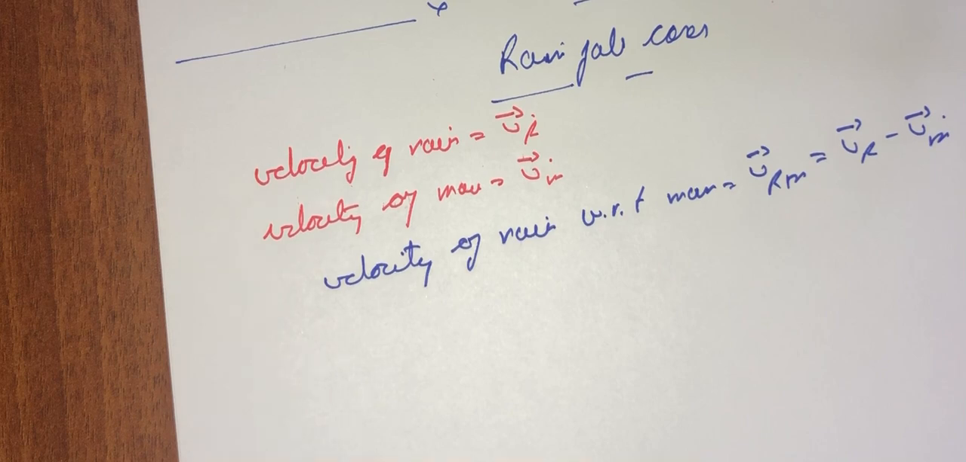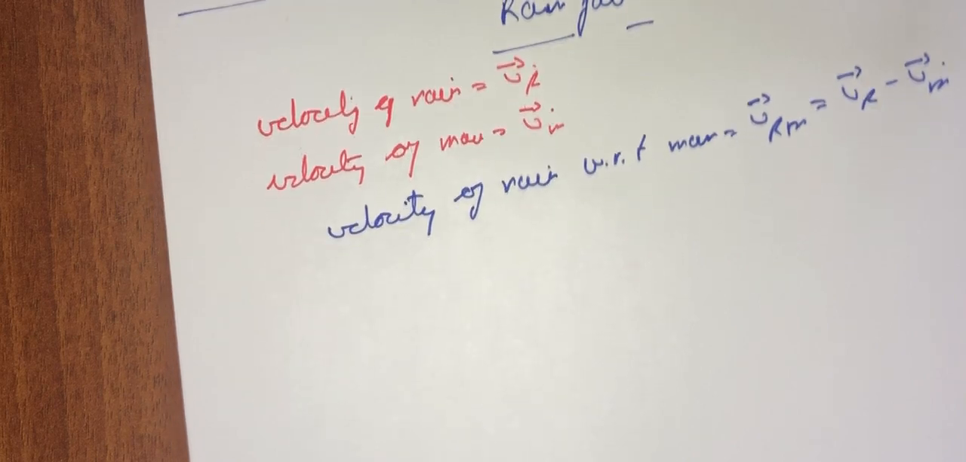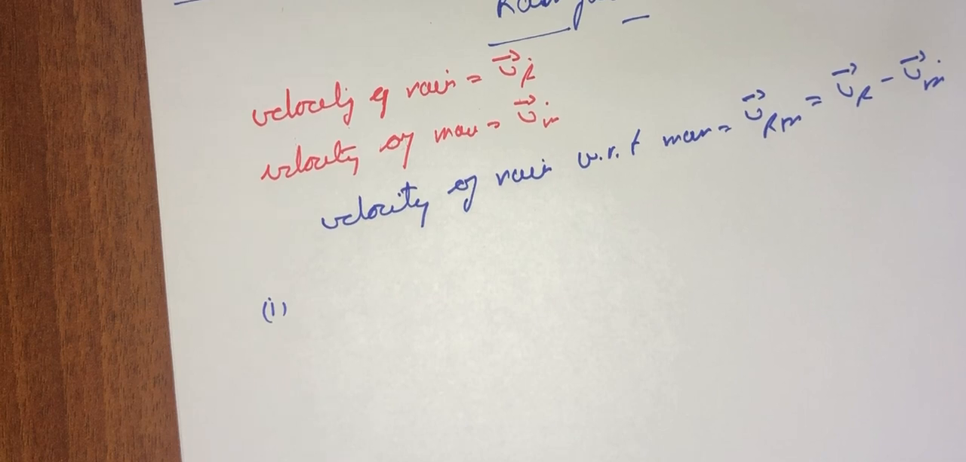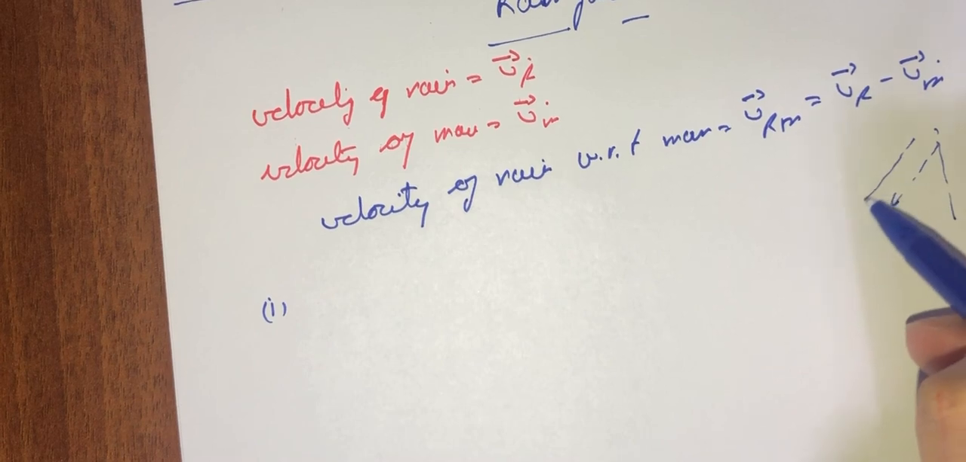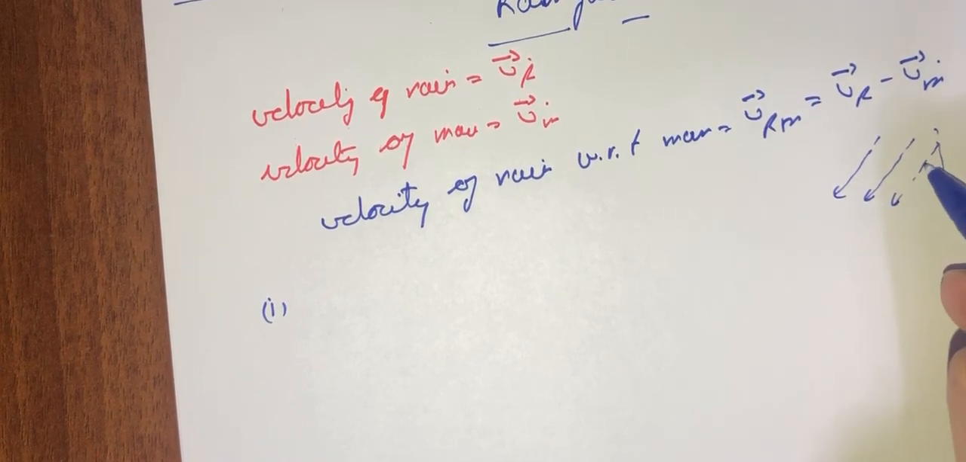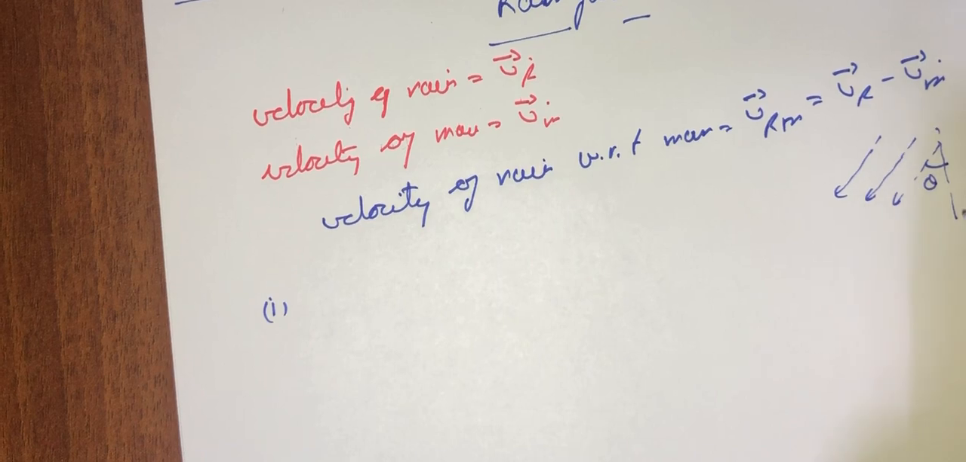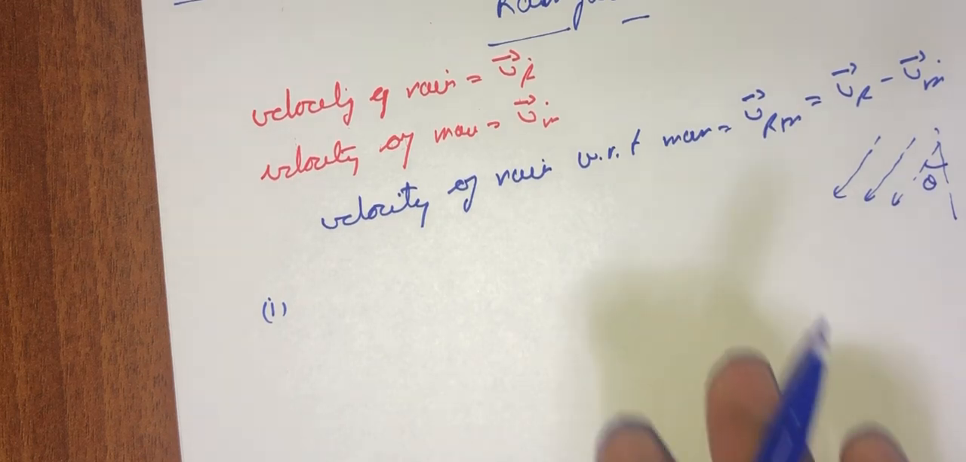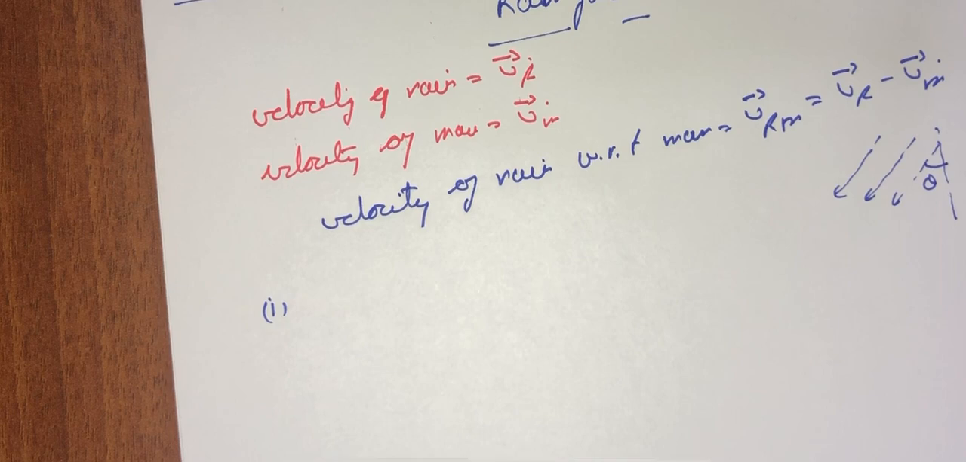And we can use this for various cases. In the first case, we say that the rain is falling at an angle of theta with the vertical. So rain is falling like this, and it is making an angle theta with the vertical. So we have to find out the position at which it is going to hold the umbrella. Basically, this is the question.